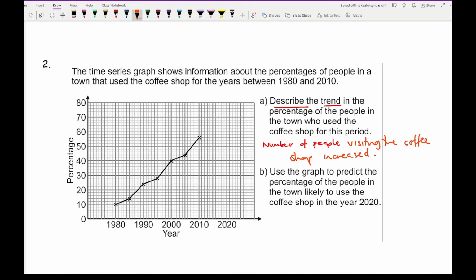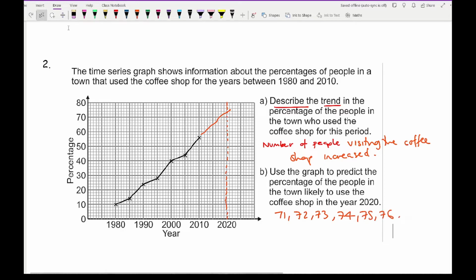The next question then says, use the graph to predict the percentage of people in the town likely to use the coffee shop in 2020. So what you need to kind of do is, I wouldn't say draw a line of best fit, but you kind of want to predict where that line would be if you went to 2020. So if I just draw a dotted line at 2020, I want to see roughly where that graph will go, and you kind of just want to predict where it's going to be. So I would say an answer between maybe 71, 72, 73, 74, 75, 76 would be appropriate for that answer.